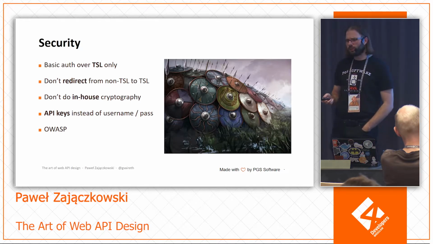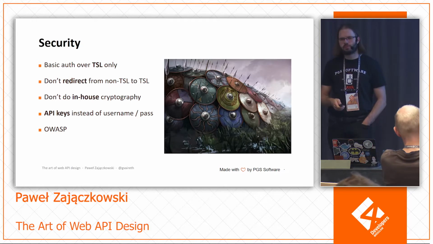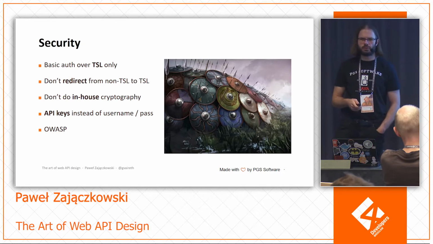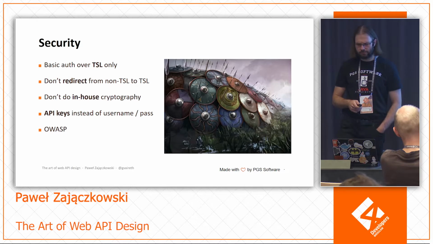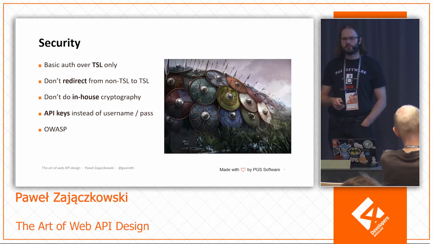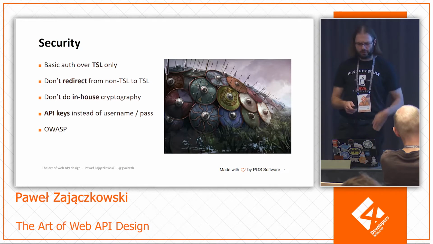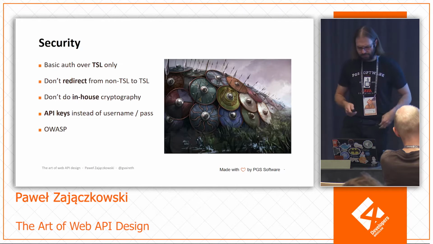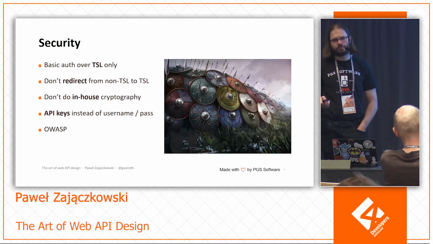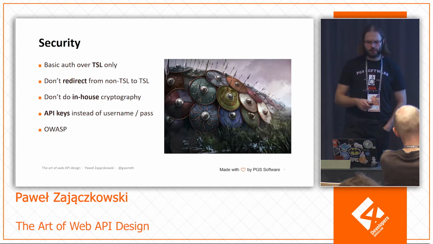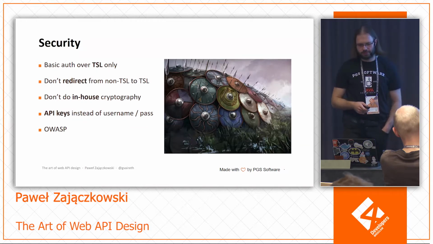But in general, it's 2018, we should use HTTPS everywhere wherever possible. If someone is attacking our endpoint without HTTPS, do not redirect, just return an error. Don't invent your own ciphers and cryptography, even if you have a PhD in that and 10 years of experience. It's probably not the best idea. And API keys instead of username. So basically keys have better density for information, entropy, and are inherently more secure than username and password.